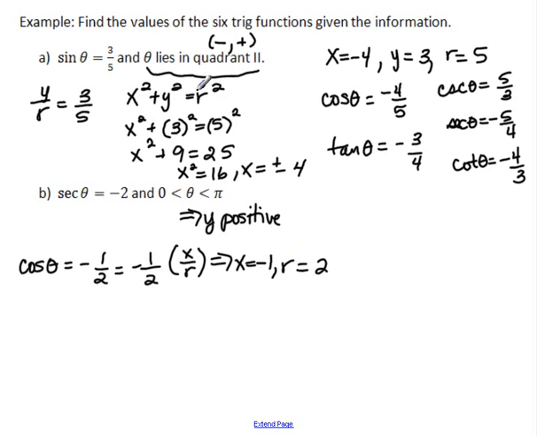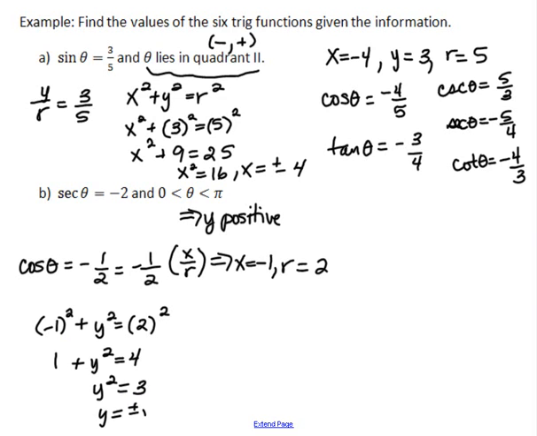So now we can figure out what y has to be. So we would have negative 1 squared plus y squared is equal to r squared. So negative 1 squared is 1 plus y squared is equal to 4. So y squared is equal to 3. So y is going to be plus or minus the square root of 3. But we know y has to be positive in the first or second quadrant, so that tells us y has to be just the square root of 3. So x is negative 1, r is 2, and y we just found to be the square root of 3.